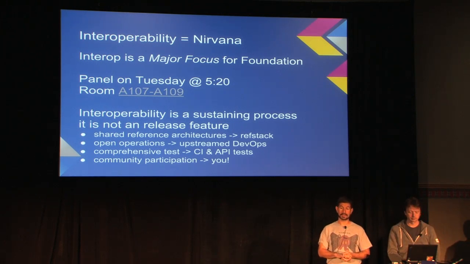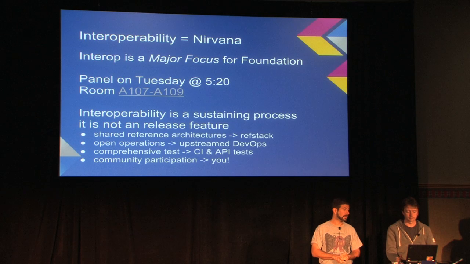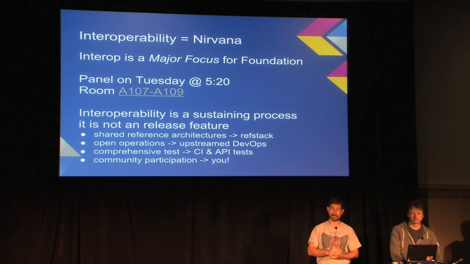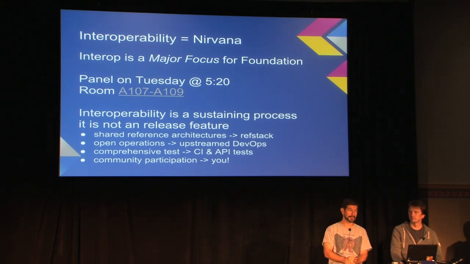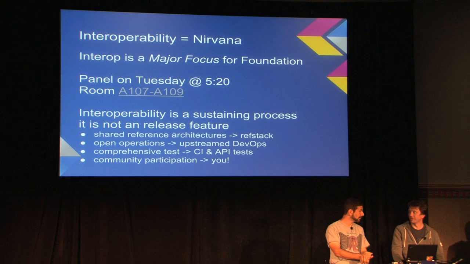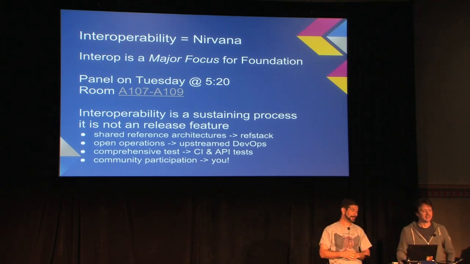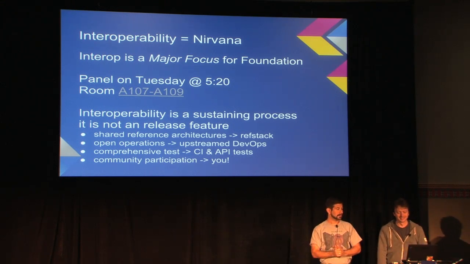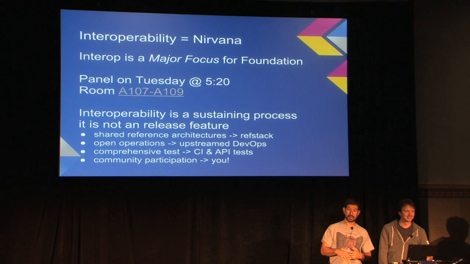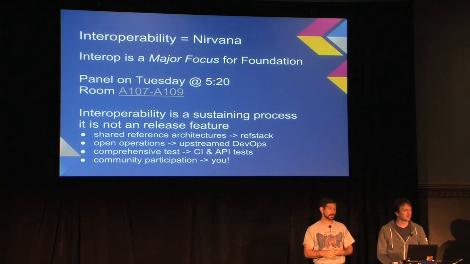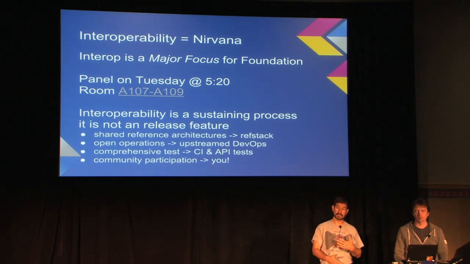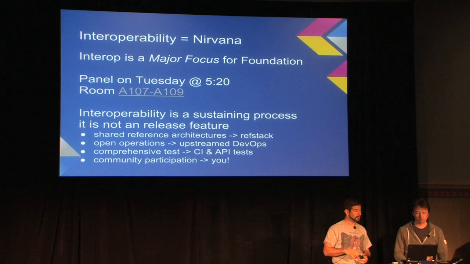Interoperability is not an end thing. It's a sustaining process. It's not a release feature where at the next summit we stand up and say, we have now achieved interoperability. Yay, we won. We're done. Like a lot of things that make OpenStack a successful project, it's a process. It's things that we need to bake into our DNA and what we do, right?